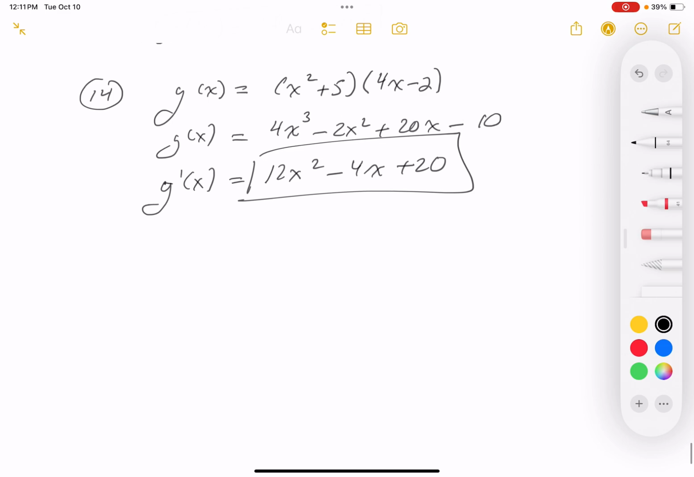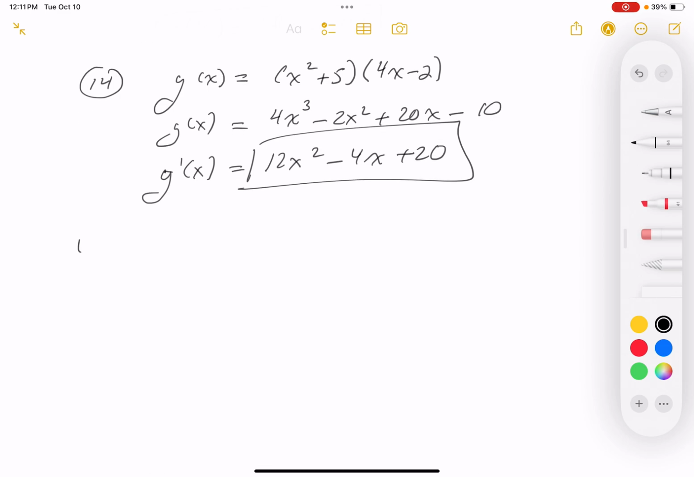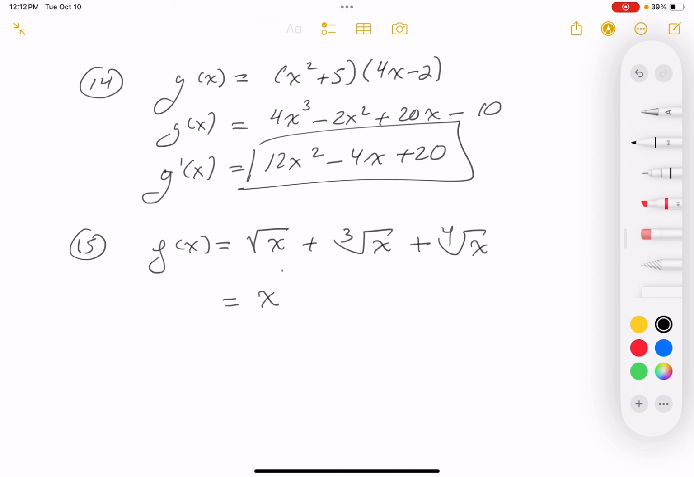Excuse me. We'll go to number 15 now. Number 15, what do I see? A bunch of roots. So f of x equals the root of x. That's a square root. Then it's a cube root of x. And then it's going to be the fourth root of x. Again, we're going to rewrite the problem. So there's powers. That's x to the 1/2 power plus x to the 1/3 power plus x to the 1/4 power. F prime, bring the exponent down 1/2, x.